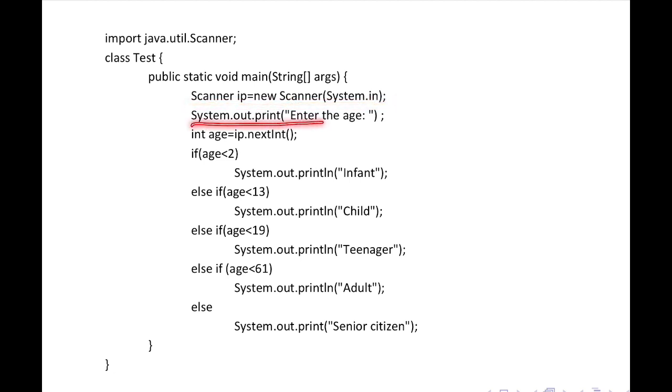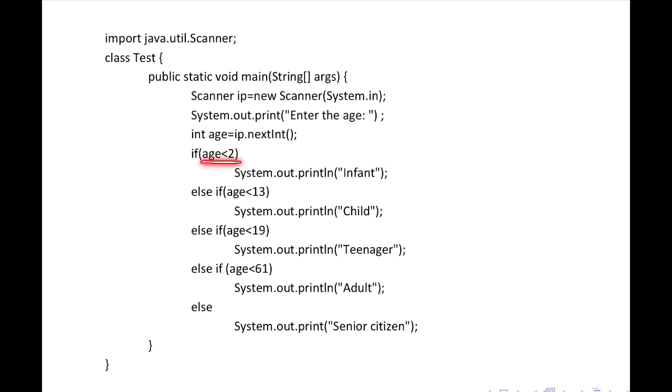Then System.out.print("Enter the age"), so it is going to display enter the age on the screen. Then int age = ip.nextInt(). This line accepts the integer input from the user and stores that in variable age. Now if age < 2, so if the value of age is less than 2, it is going to execute this statement, that means print infant.